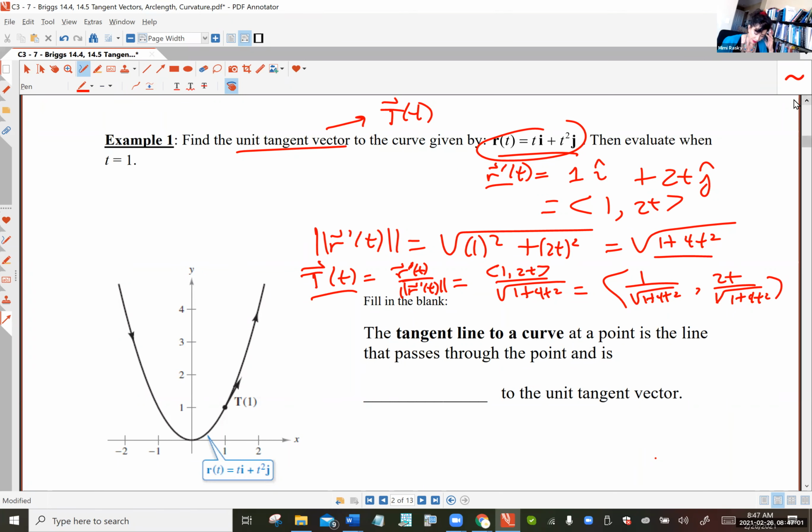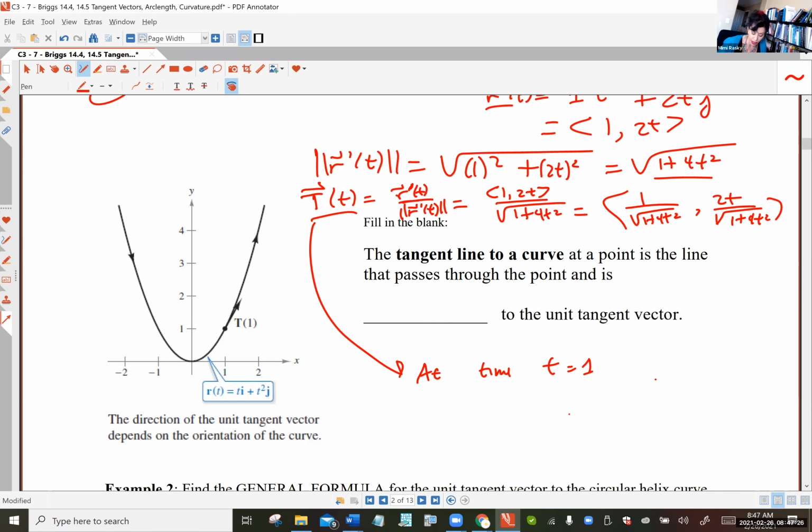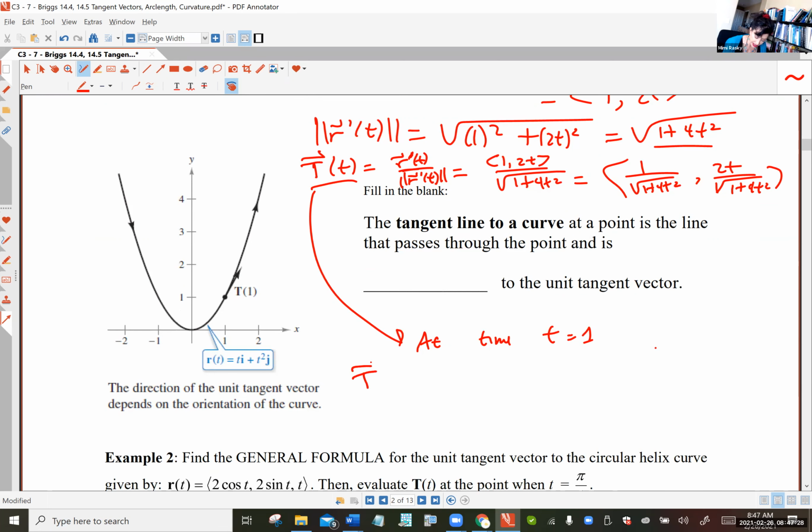So now what? Well, they did want us to evaluate it at time t equals 1. So if we do that, let me just continue down here. At time t, and I'm saying time because usually the parameter t is time. Not always, but a lot of times these vector valued functions are used to model motion. And so typically, traditionally, the parameter t represents time. So we're just going to substitute a 1 in place of the time for our unit tangent vector. And we'll substitute a 1 in there.